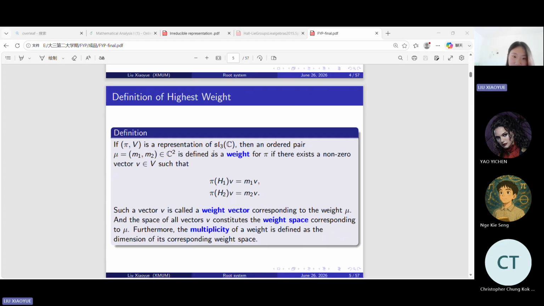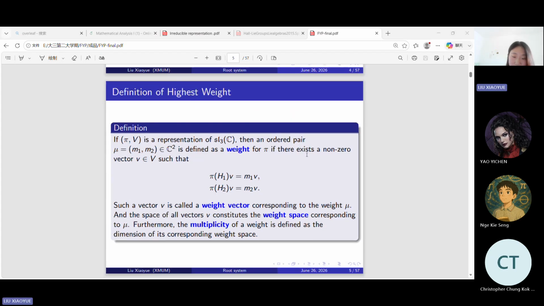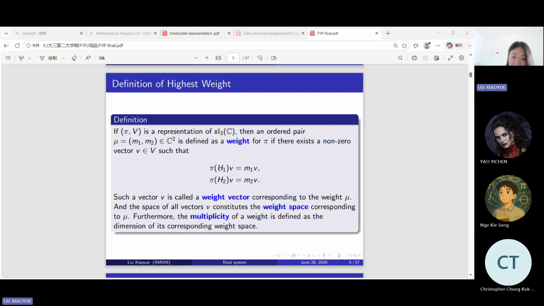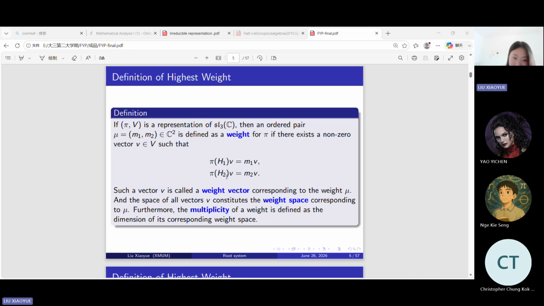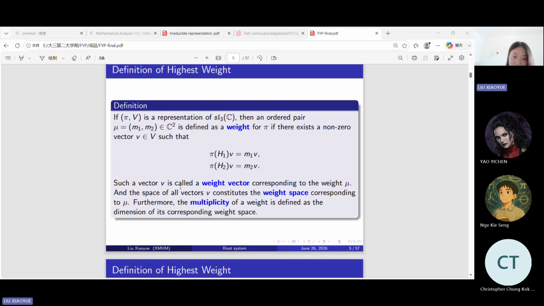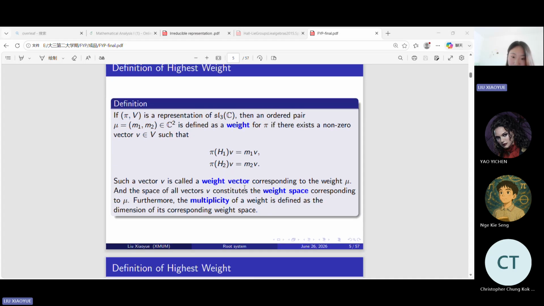We say if pi is a representation of SL3, then an ordered pair mu is defined as a weight for pi if there exists a non-zero vector v such that it is an eigenvector of H1 and H2. Such a vector we call a weight vector, and the space of all such vectors constitutes the weight space corresponding to the eigenvalue mu.